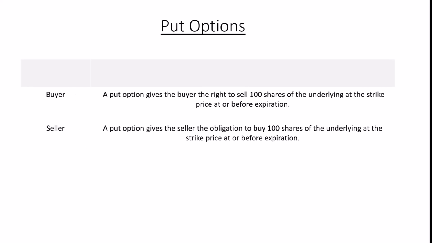Over to put options. A put option gives the buyer the right to sell 100 shares of the underlying at the strike price at or before expiration. A put option gives the seller the obligation to buy 100 shares of the underlying at the strike price at or before expiration.